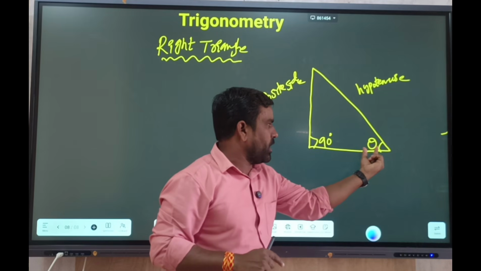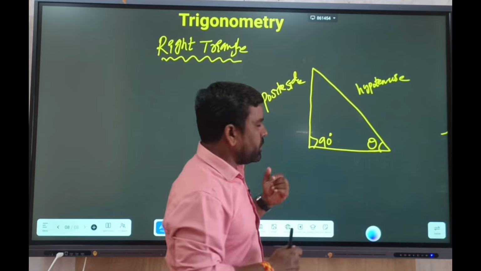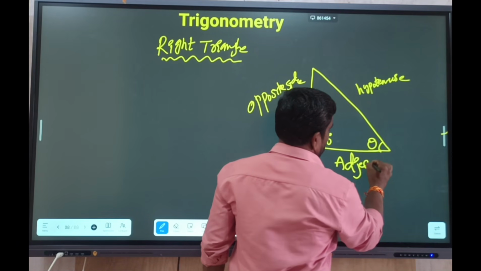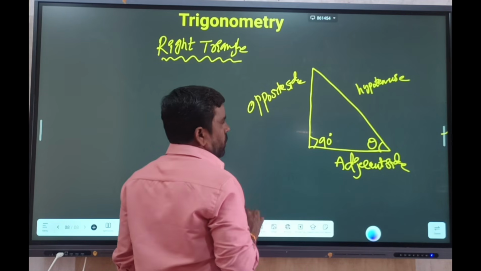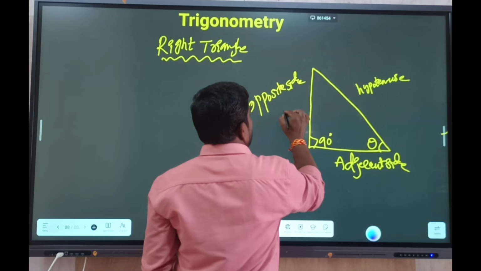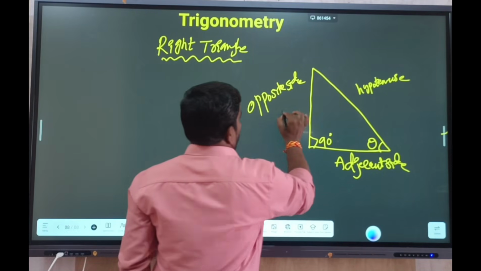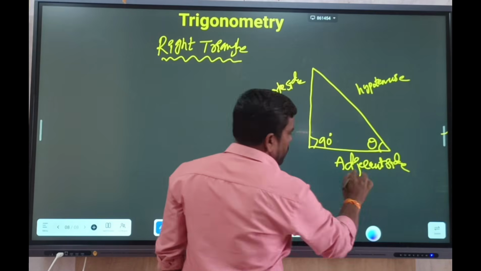Now I am taking theta here. The side exactly opposite theta is the opposite side. The remaining side is nothing but the adjacent side. It is very important. Sometimes the opposite side is nothing but the perpendicular. So P means perpendicular. And here this is the base.